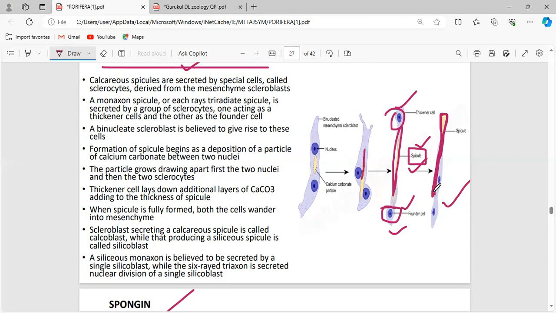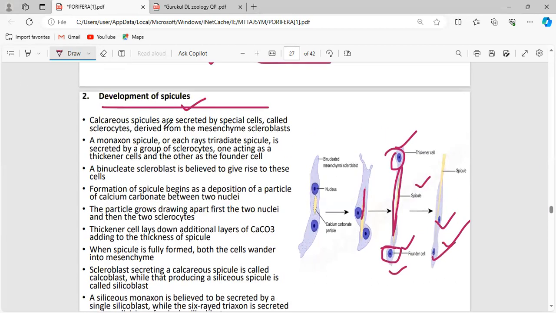This is the correct structure of the spicule. After it reaches a certain stage, it moves to the tip and the nucleus will again come to the center point. Okay, fine. The calcareous spicule is secreted by special cells called sclerocytes or scleroblasts, which are derived from the mesenchymal scleroblast. The monoaxon spicule or each ray of the triradiate spicule is secreted by a group of sclerocytes, one acting as the thickener cell and the other acting as the founder cell.